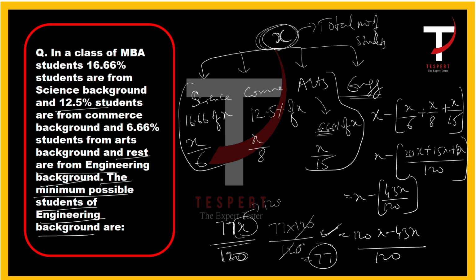This may not be the accurate number, but this is the minimum possible number of students coming from engineering background. So how did we calculate the minimum possible number? See, we have x, right? The minimum possible number will be the number which is divisible by the denominator. Here 120 is the denominator. So if x is also 120, they will be cancelled, right? So 77 is the remaining thing, and 77 is the minimum possible number of students.